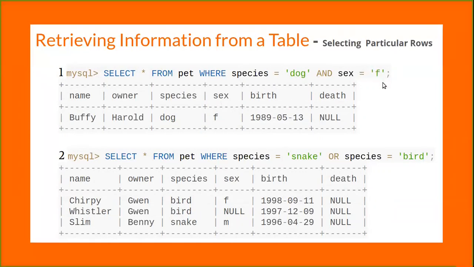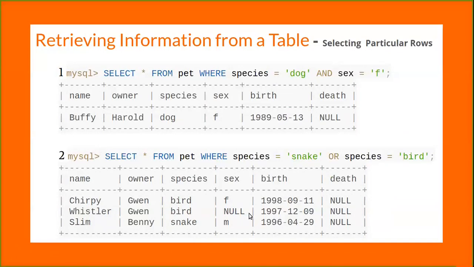The preceding query uses the AND logical operator. There is also an OR logical operator, like this. You use SELECT * FROM the table name WHERE species equals snake OR species equals bird. Then you will get the output as such.